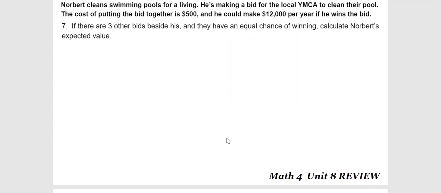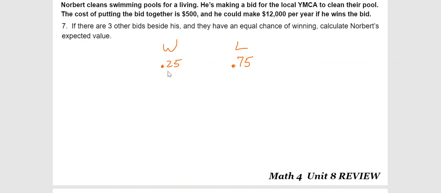Norbert cleans swimming pools for a living. He's making a bid on the local YMCA. The cost of putting together the bid is $500. He could make $12,000 if he makes the bid. So let's see now. This is basically a win or lose situation. Now there are 3 other bids besides his, which means there are a total of 4, and they all have an equal chance of winning. So out of the 4, there's a 25% chance he'll get it. 75% chance somebody else will.